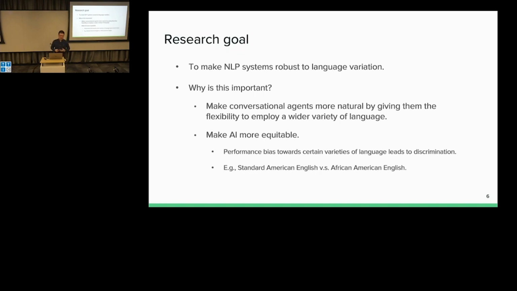But at the same time, this is also an important question because it makes our AI systems more equitable. It really comes down to this performance bias towards different varieties of language. Say your system can really understand standard American English, but does very poorly on African American English. Then if you have a conversational agent that takes a customer service call from an African American individual, you're providing degraded levels of service. By addressing these different varieties of language, we can make our AI systems more fair towards different kinds of users.